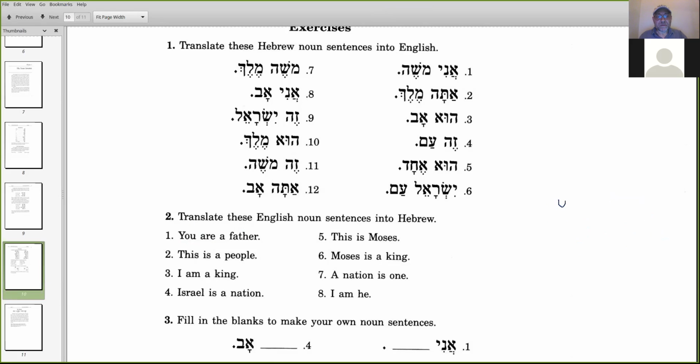Number 2, this is a people. Okay, so the word for this is zeh, and we know that people or nation is am. So we have this noun sentence here that we are working on.